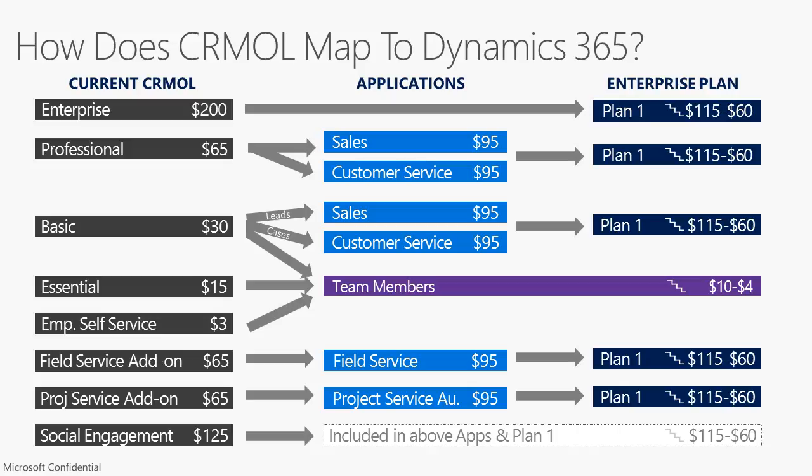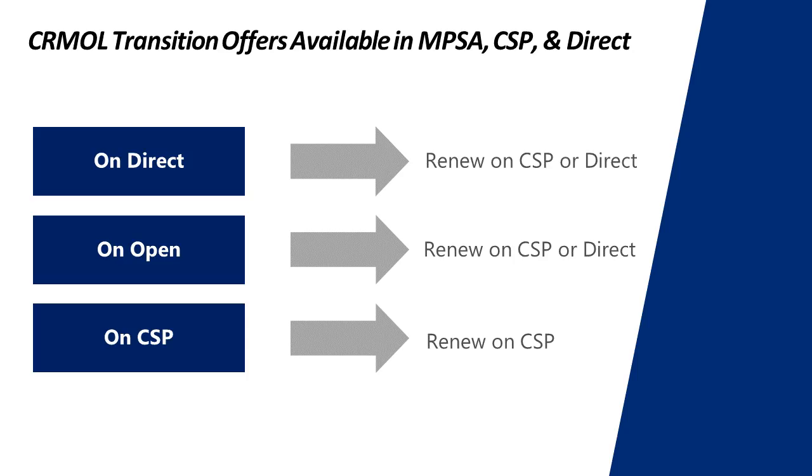And so the CRM Online transition offers that I'm about to go over right now are available through the MPSA licensing program, through CSP and Direct. So you can see how the retail prices I just mentioned are going to be a little bit less in cost because we want to make sure that we ease the transition into Dynamics 365.